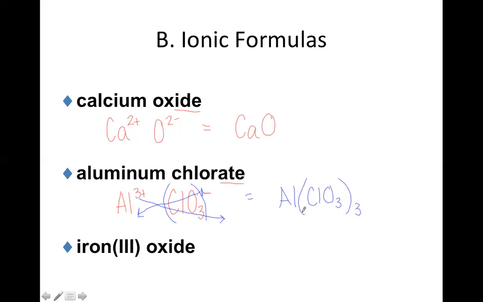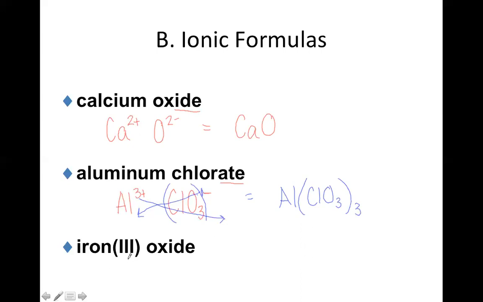Okay, and you wouldn't want to reduce these 3's here, because the reduce rule would be when both of your ions' subscripts can be reduced. So aluminum doesn't have a subscript here that we're going to reduce by 3. So we have Al(ClO3)3.